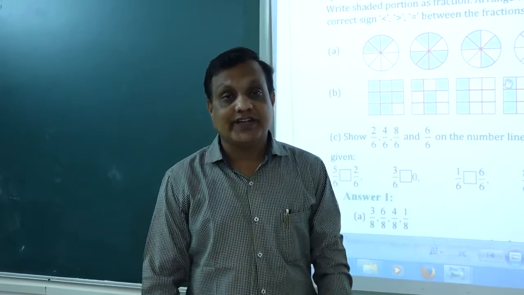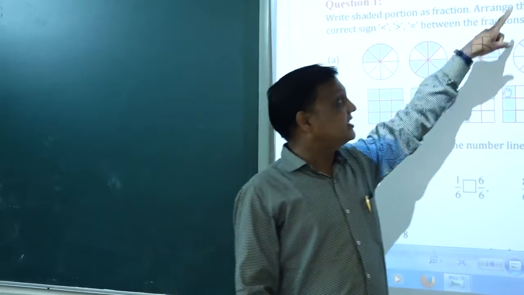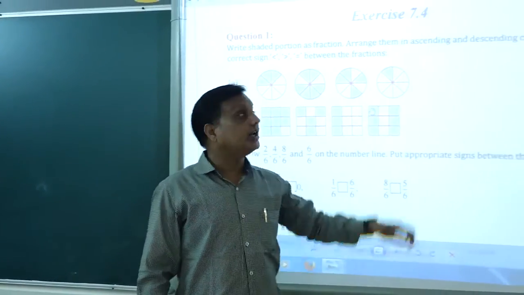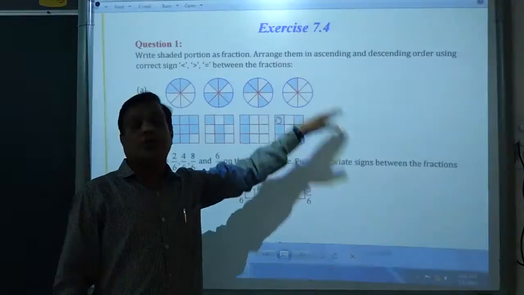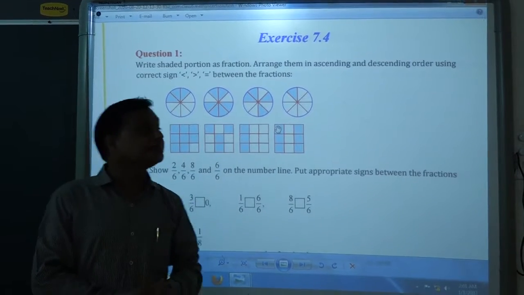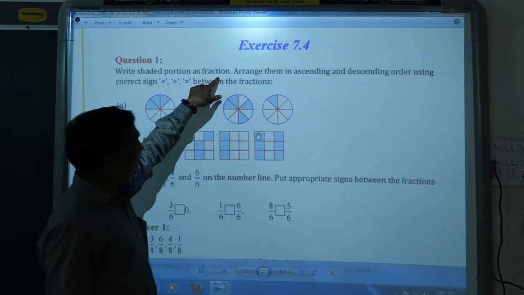Hello friends, today we are learning chapter number 7, fractions, exercise 7.4. In the earlier class we saw 7.3, and now today we are seeing 7.4, and all the 10 questions of 7.4 we are seeing on the board. Please pay attention. Now the first question: write the shaded portion as a fraction.